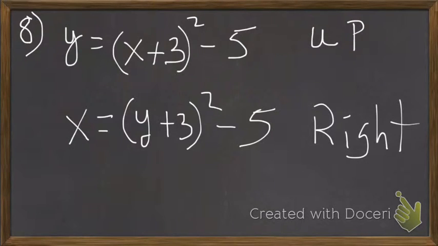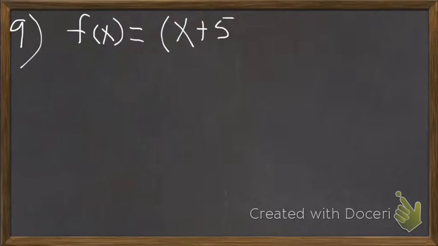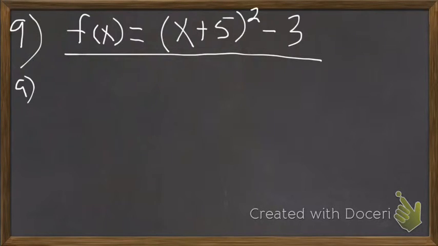All right. Number 9. And they gave us f of x equals (x plus 5) squared minus 3. In each part, they want us to change one thing from this and make it do what each part says. Now, to make this open downward, we would put a negative sign out in front.